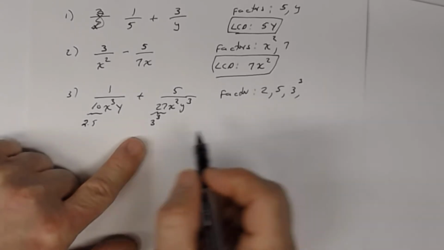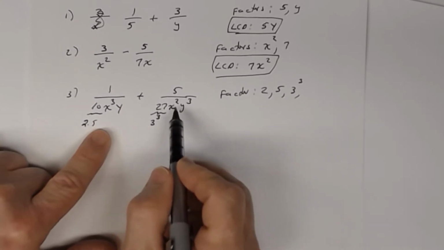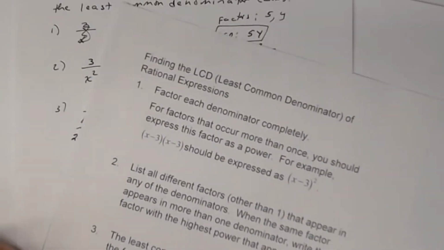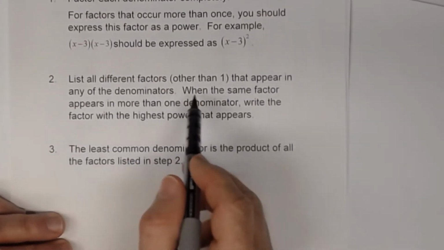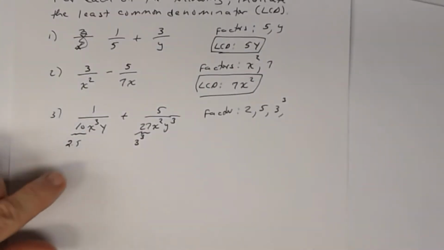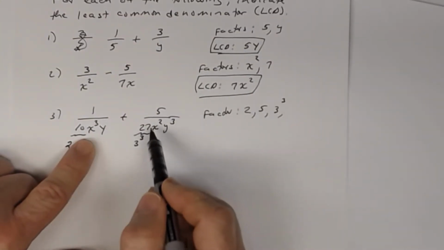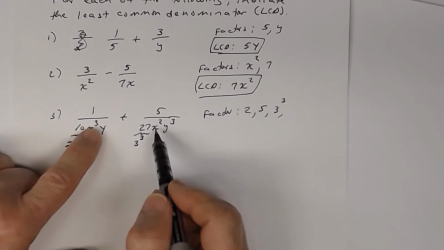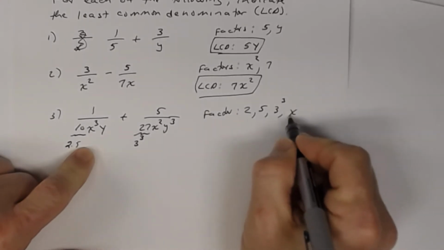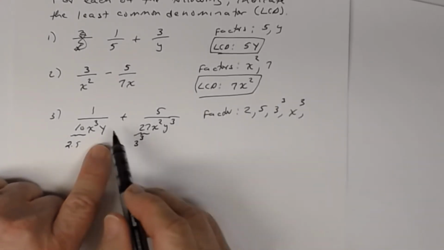And then my variables, I have 3 factors of x here. I have some x's here, but there's only 2. So remember your least common denominator, when your factors appear in more than one denominator, you've got to use the one with the highest power, the highest exponent. So I have x occurring as factors here, x occurring as factors here. There are 3 of them. There are 2 of them. I must use the largest one, 3. So x cubed. And then I have y's in all of them, right?